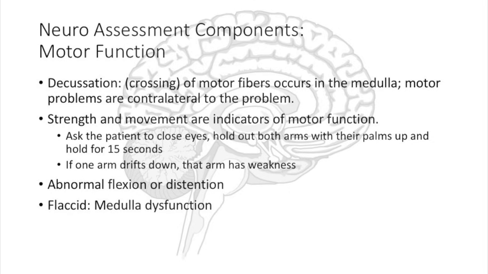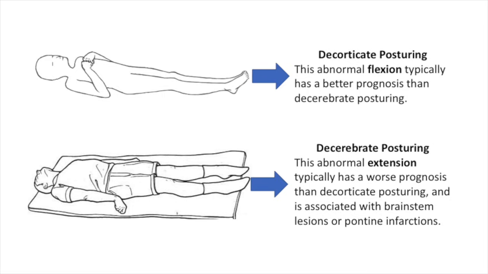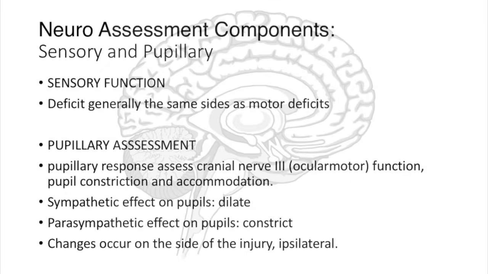One of the assessments you could do is to ask the patient to close their eyes and hold out both arms with their palms up and hold for 15 seconds. You assess for weakness if one of those arms drifts down within the 15 seconds. Also, assess if the patient has abnormal flexion or extension, decorticate or decerebrate. Flaccidity indicates medulla dysfunction.